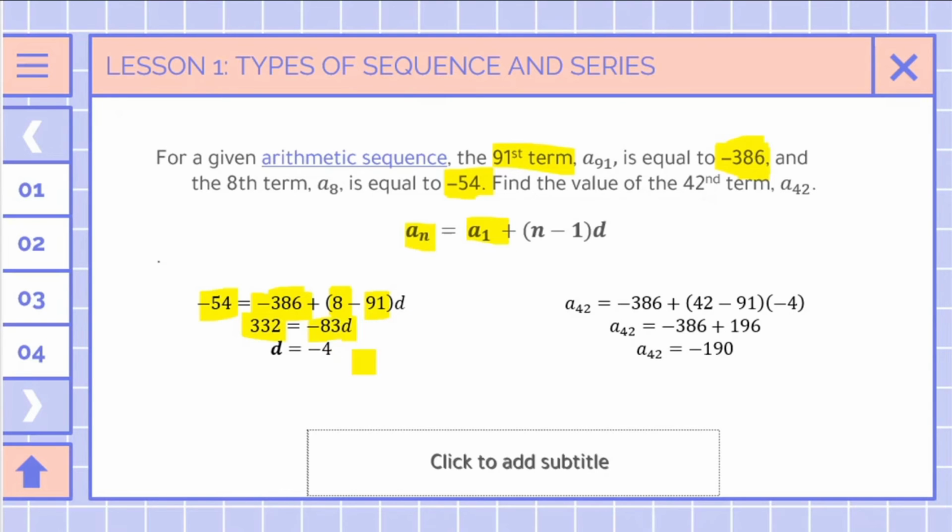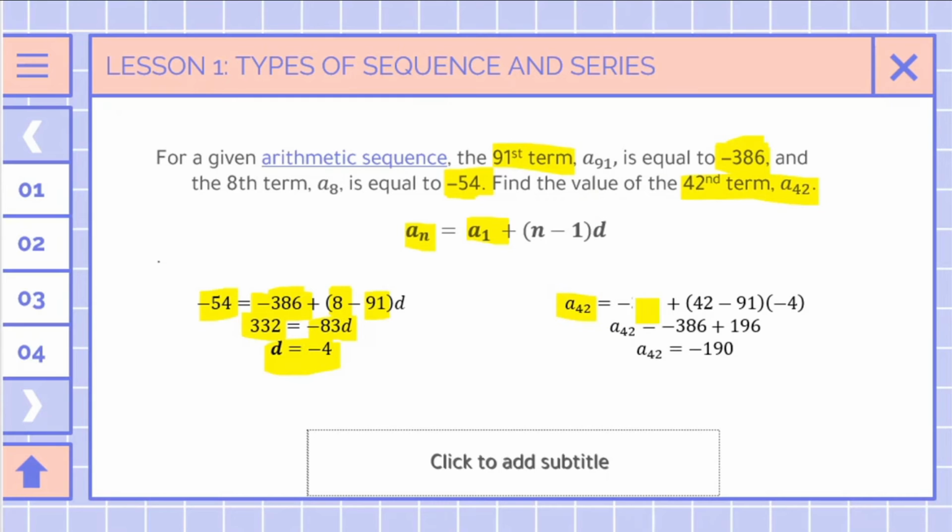Then 8 minus 91 is negative 83 times d. So negative 83. Now we'll divide 332 by negative 83. Therefore, we'll have an answer of negative 4. So this is our common difference. Now we can find the 42nd term.